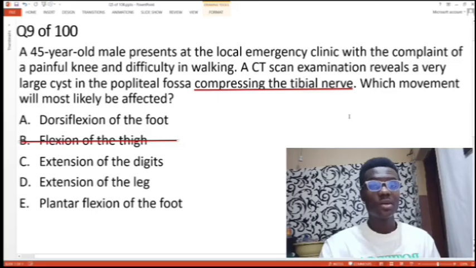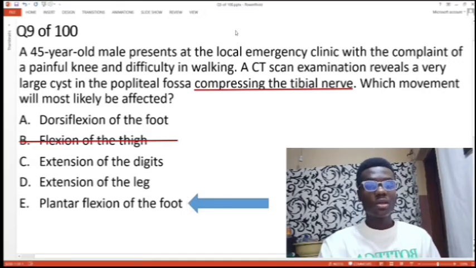So the posterior leg muscles are the gastrocnemius, the plantaris, the soleus, tibialis posterior, flexor hallucis longus, and the flexor digitorum longus. So they help in plantarflexion of the foot, which is option E, and then we have our correct answer to be option E. All right, let's check why the other options are wrong.